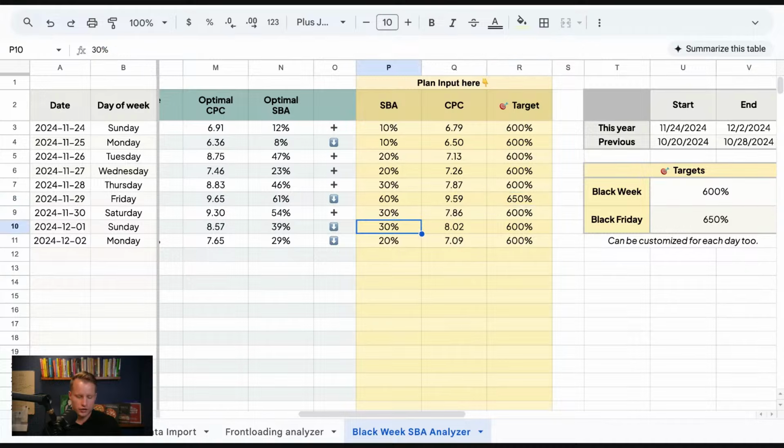Saturday 30, Sunday 30, Monday down to 20 in this particular case. And these are the CPCs I'm going after. You can see it's actually recommending us to go higher, but I want to be a little bit more careful because last year we were overspending those days, and this doesn't take into account the AOV.